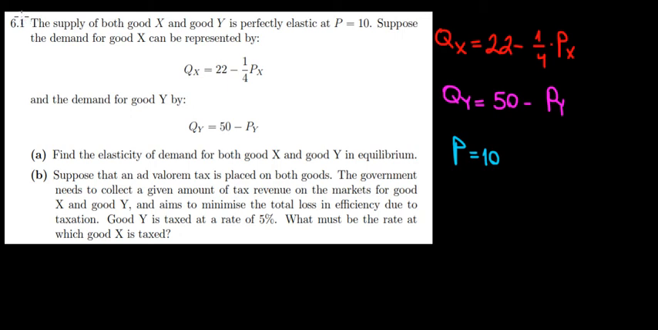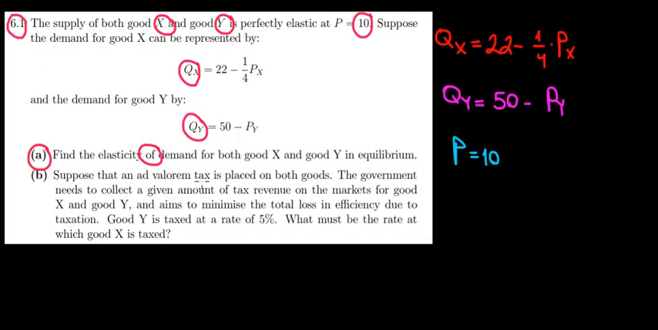Let's have a look at question 1 in this video. So we have two goods, X and Y, and the supply is perfectly elastic, meaning that the price is fixed at 10 euros per unit. Now we also know the quantity demanded for X and the quantity demanded for Y. In part A, we want to find out the elasticity of demand for X and Y.